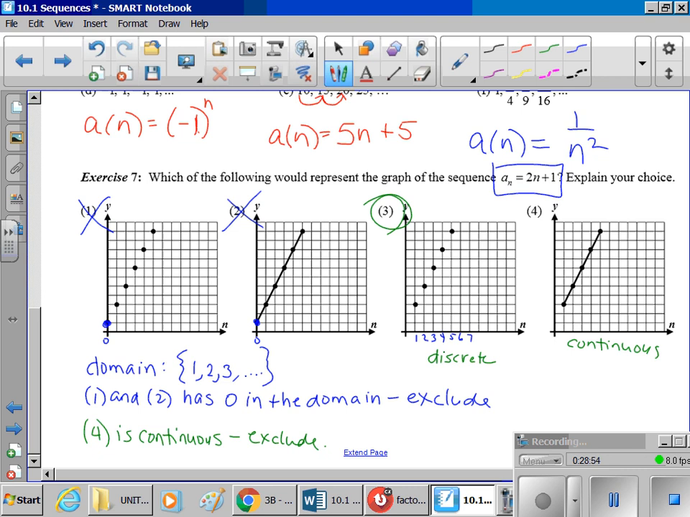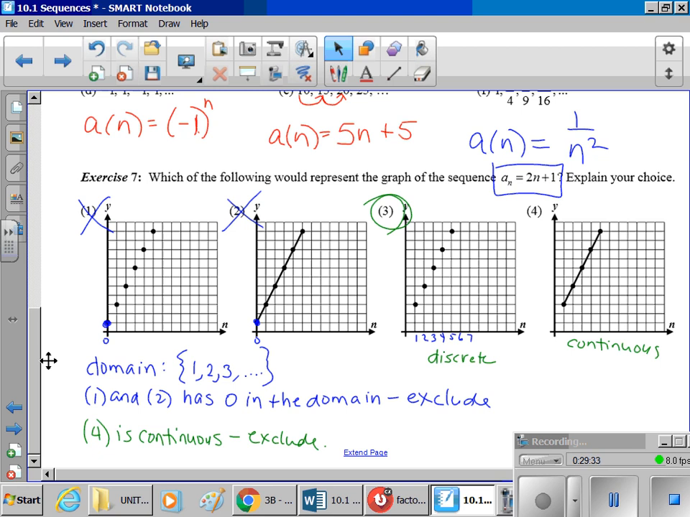Something along the lines of: number 3 is the correct answer because the points are not connected and the domain is appropriate and begins at number 1. That's not a terribly long explanation, but I think it gets the point across. And if you use words like discrete versus continuous, that would only be a bonus. But again, my advice is to explain it like you're explaining it to your grandmother. Don't use the crazy mathematical language that we always like to use in class.